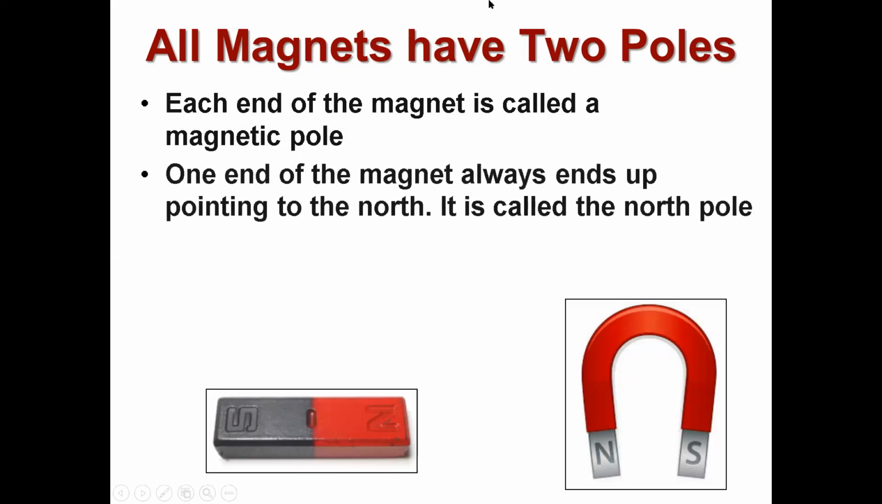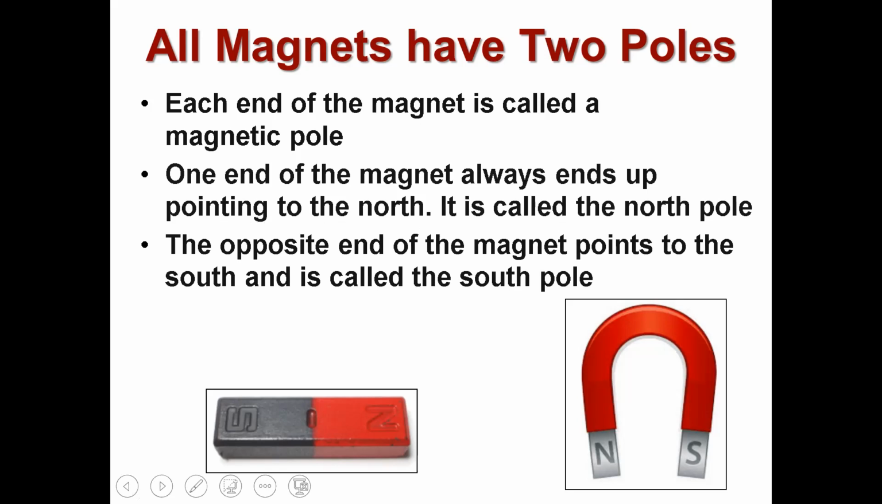The end of a magnet that points to the north is marked with the letter N, the North Pole. The other end, the letter S, points to the south, the South Pole. So each magnet must have two poles, and the poles are at the ends of the magnet. S means South Pole, and N means North Pole.